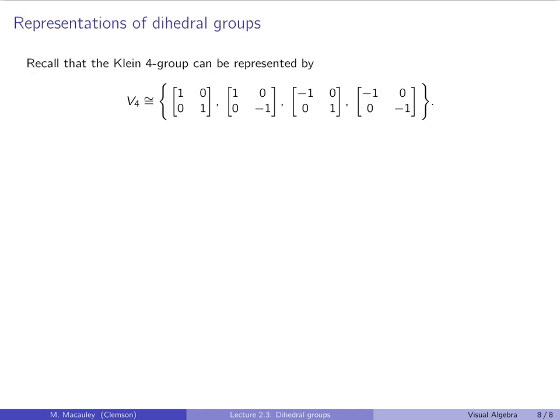I want to conclude this lecture with a discussion about the representations of dihedral groups by 2x2 matrices. Recall that the Klein 4 group can be represented as follows. This was the identity matrix. This next matrix flips the value of the y coordinate, so that's a vertical reflection. The next one flips the value of the x coordinate, so that's a horizontal reflection. And the last one is a 180 rotation.